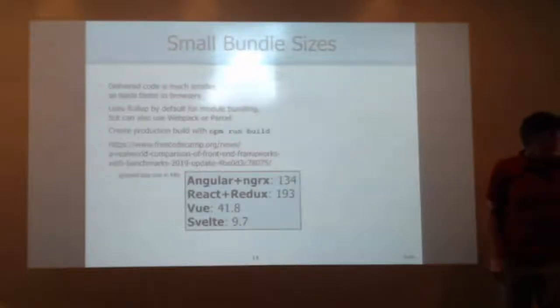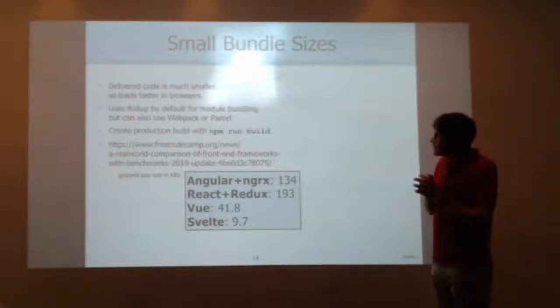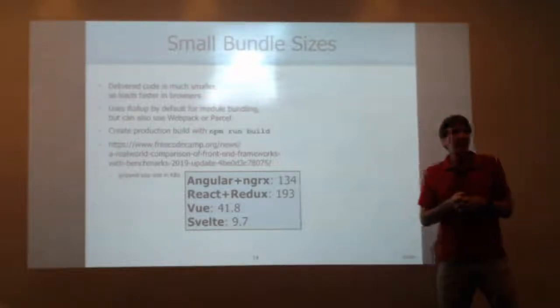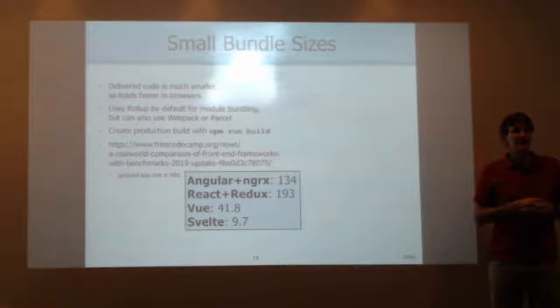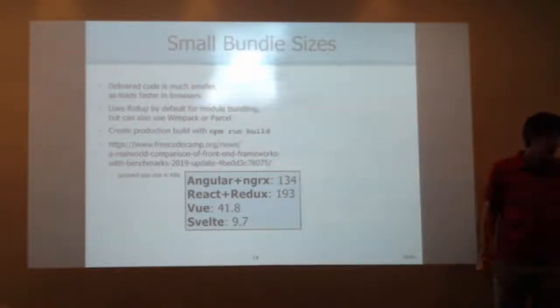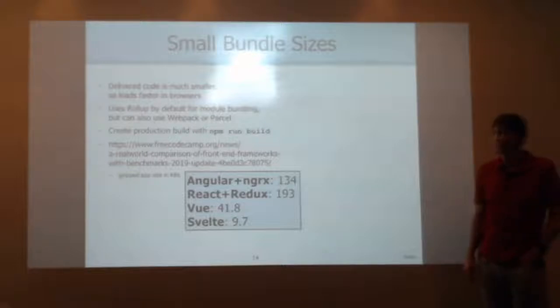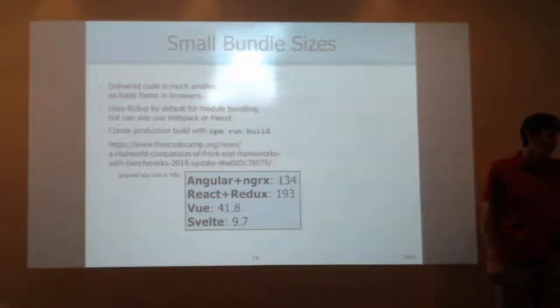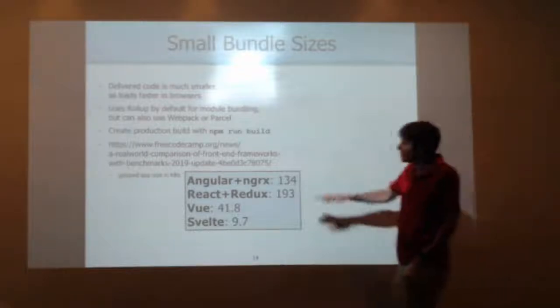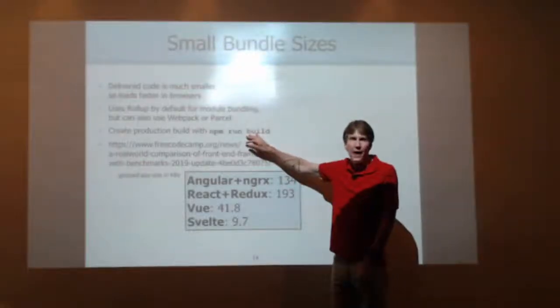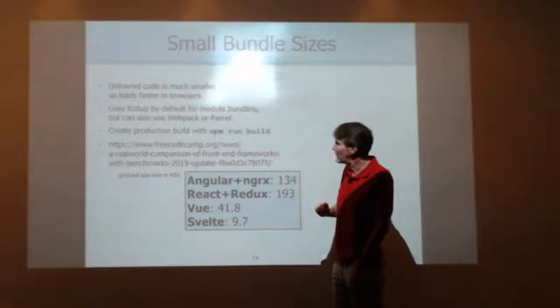So let's go through each of these one at a time. Small bundle sizes. This doesn't mean that Svelte actually executes fast once it's all downloaded. It just means that it downloads really quick because it's so small. I mentioned earlier that it uses Rollup for module bundling by default. You can change it to use Webpack or Parcel if you want to. And then you run npm run build, and that generates the bundle.js file for you.